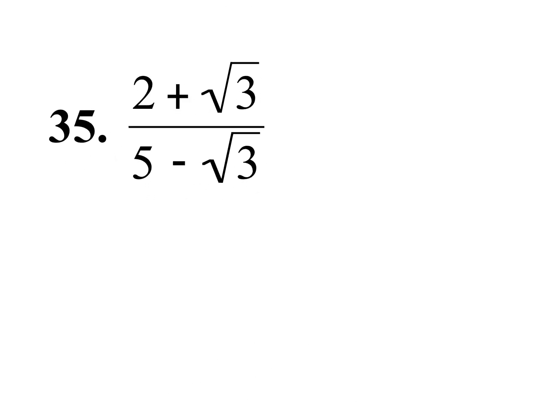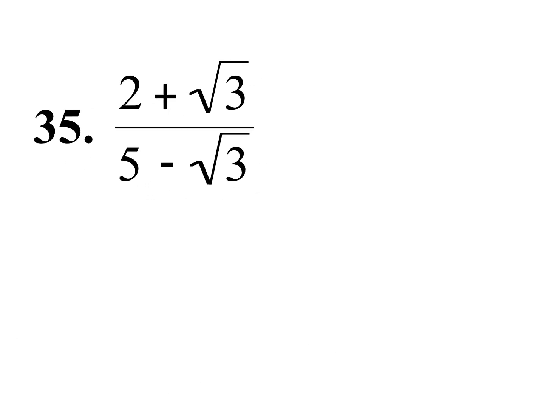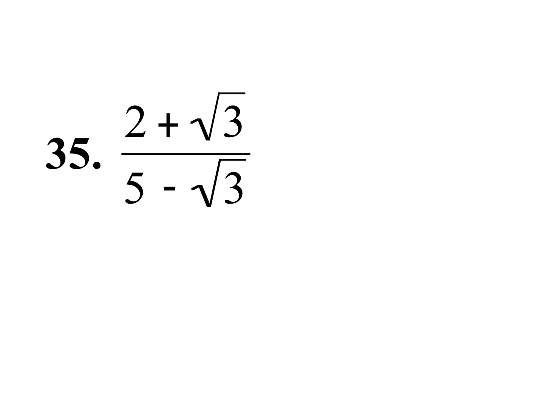Do you remember what to do with this? The thingy. Starts with a C. What's it called? The conjugate, right? You're going to multiply by the conjugate. So really what you're doing is multiplying by 5 plus rad 3 over 5 plus rad 3.